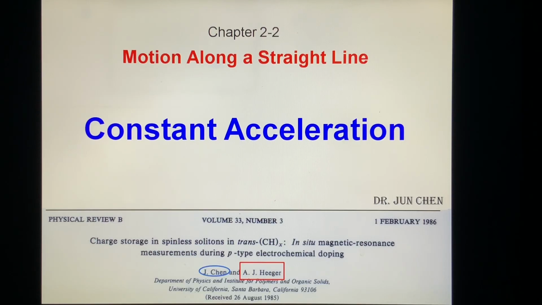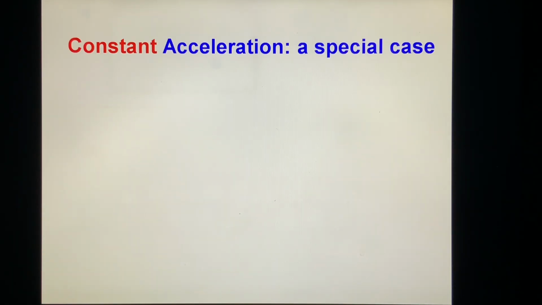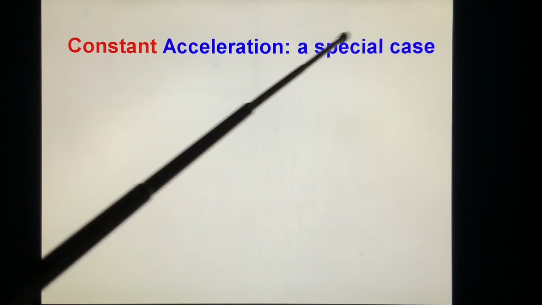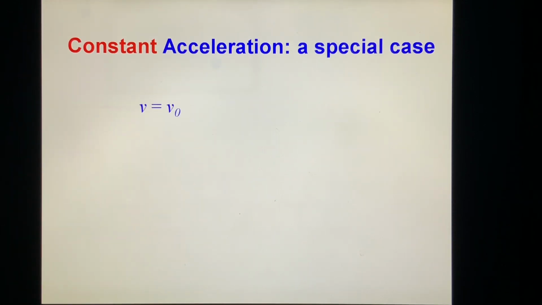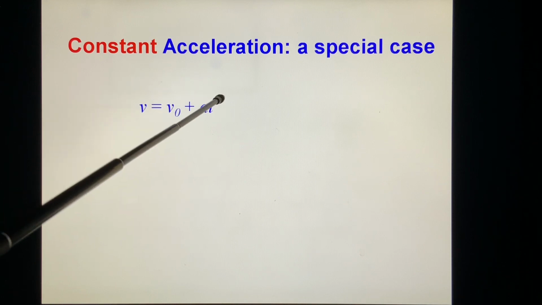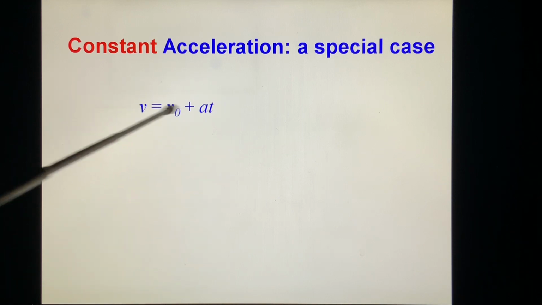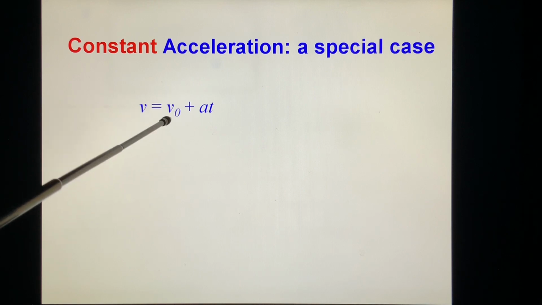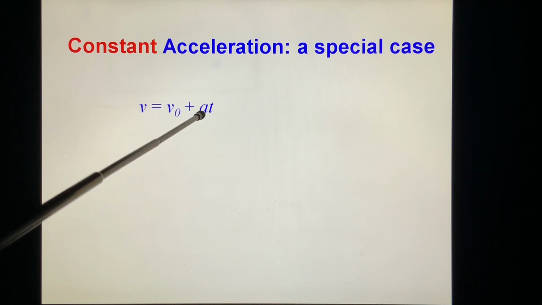Constant acceleration. Constant acceleration is a special case. It has three formulas you are quite familiar with from high school. First is v equal to v0 plus at: the velocity at time t equals the velocity at time 0, the initial velocity, plus the constant acceleration times t.